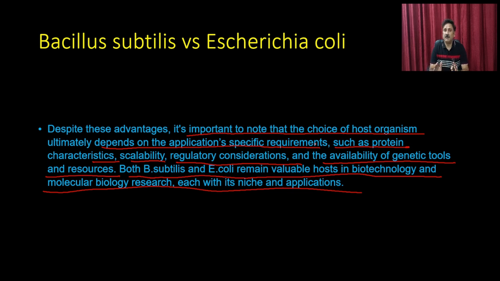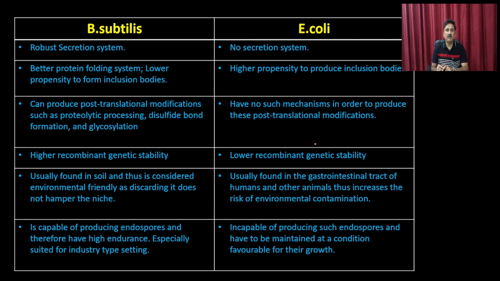But as far as industrial applications and the industrial production of any factor is concerned, Bacillus subtilis has the edge over E. coli. So, if you are going to use the strain for normal laboratory research, I think E. coli would be the choice, but if you want to use it for industrial application, then it has to be Bacillus subtilis. So, this is just a summary of what we have discussed just now.